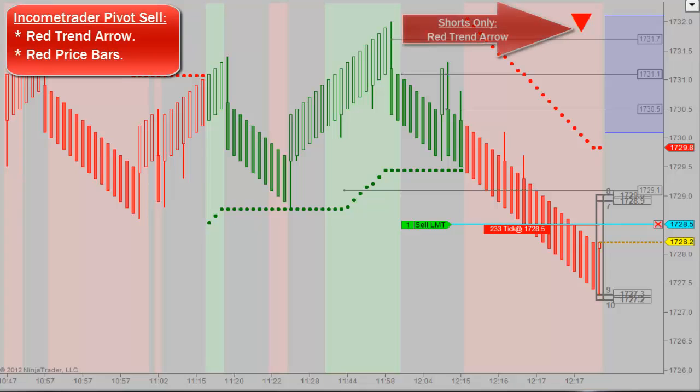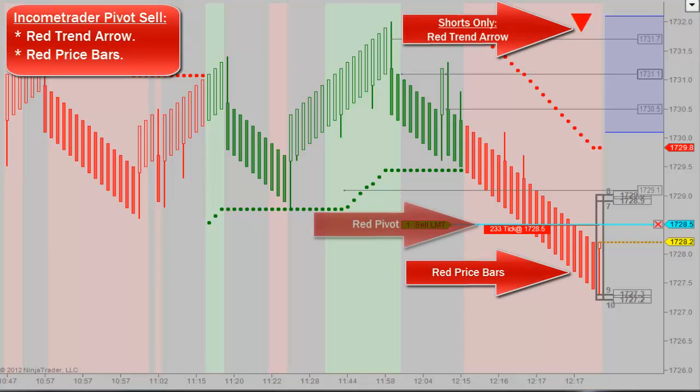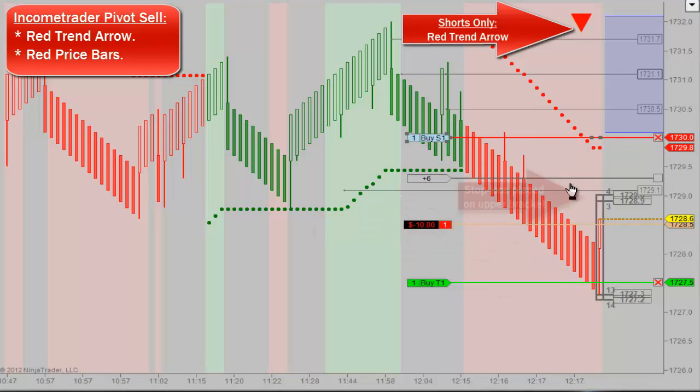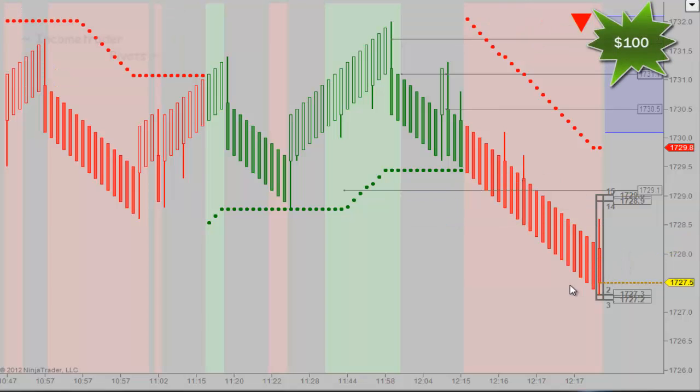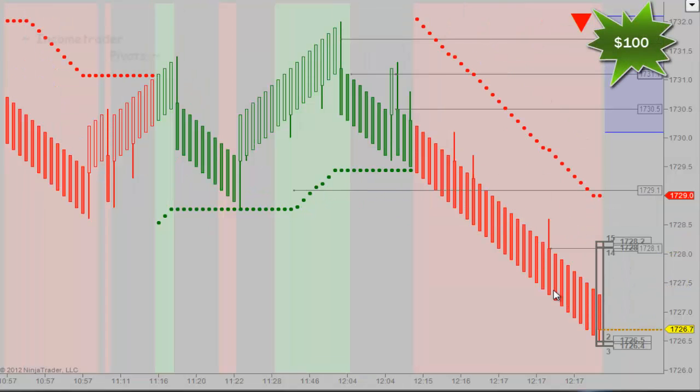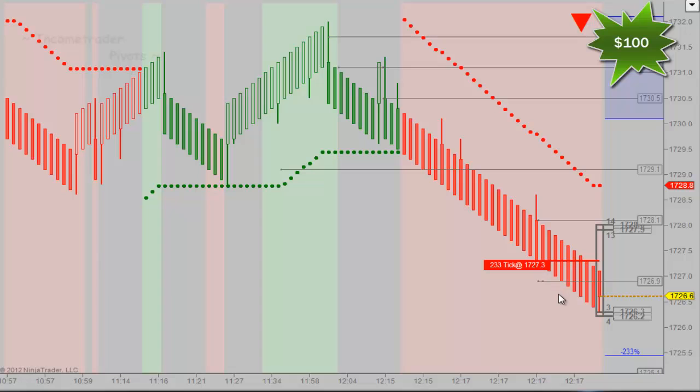Okay, here we have our setup, and you see we have a short here at 1728.50 off the 233 chart. And we just got filled. First thing we do, stop loss, upper bracket, always move your stop first. And the target, we'll leave it here. We have a 2-for-1. Here's 5 ticks or 5 cents, and there you go. That was a very quick trade. And you can see the market did actually go lower.